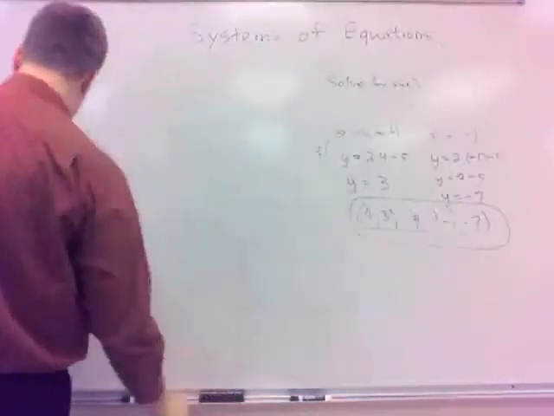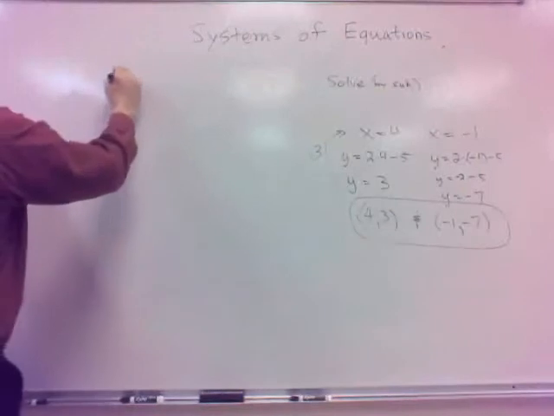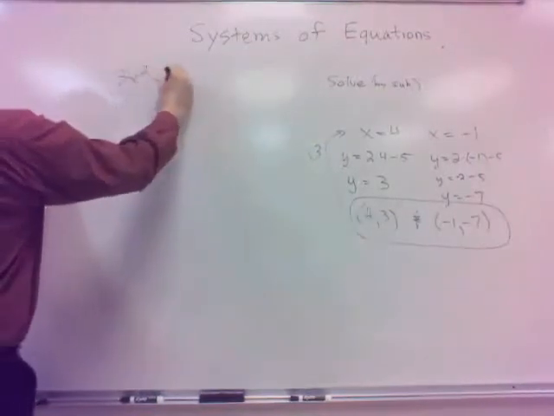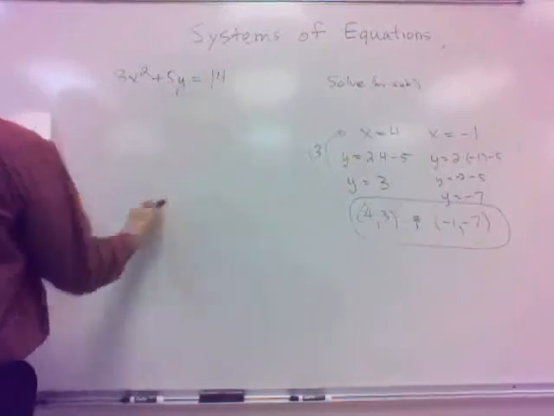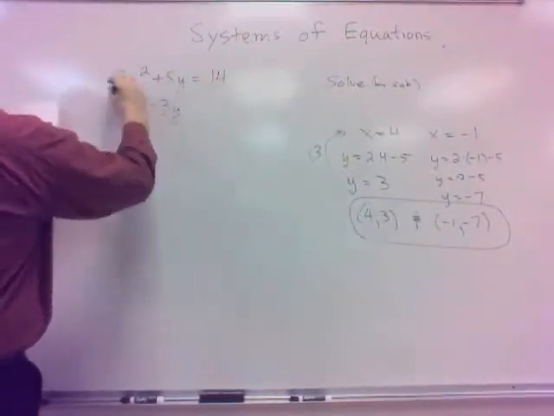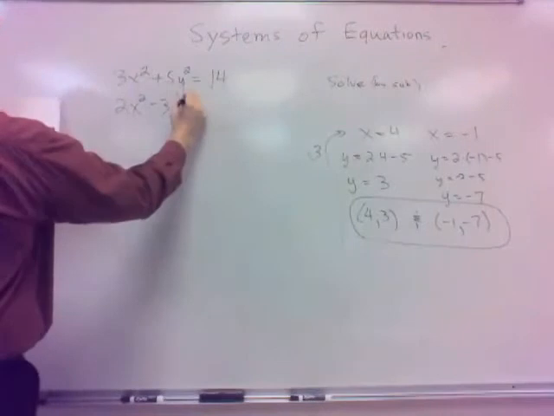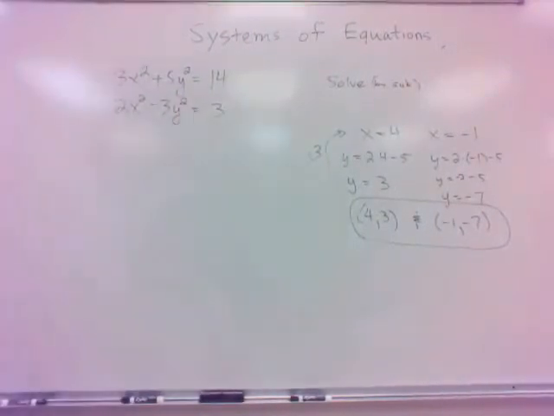How about 3x squared plus 5y squared equals 14. And 2x squared minus 3y squared equals... Yeah. All the variables are squared there. I forgot to put the square on the y. Everything's squared, x squared, y squared, both equations. All right.